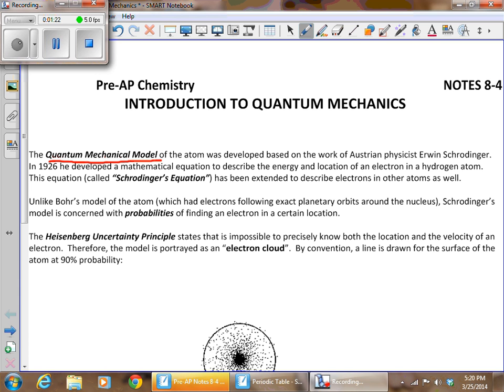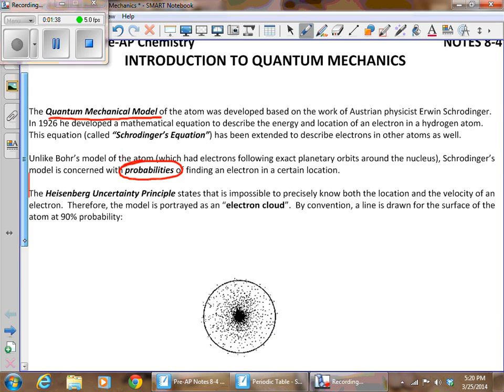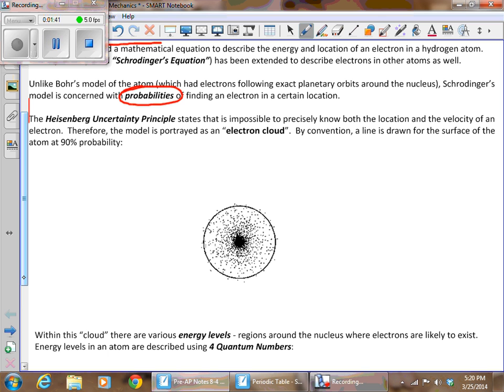So unlike Bohr's model, which is these nice perfect rings around the atom, like planets orbiting around the sun, this particular model deals with probabilities of finding an electron in a certain location. Now, the Heisenberg uncertainty principle states that it's impossible to know both the location and the velocity of an electron. And you could say the same thing about a baseball. Knowing exactly where that baseball is and being able to calculate the speed of that baseball at the same time is impossible. What this leads us to with this idea of probabilities of electron location looks more like an electron cloud, as you can see in this picture.